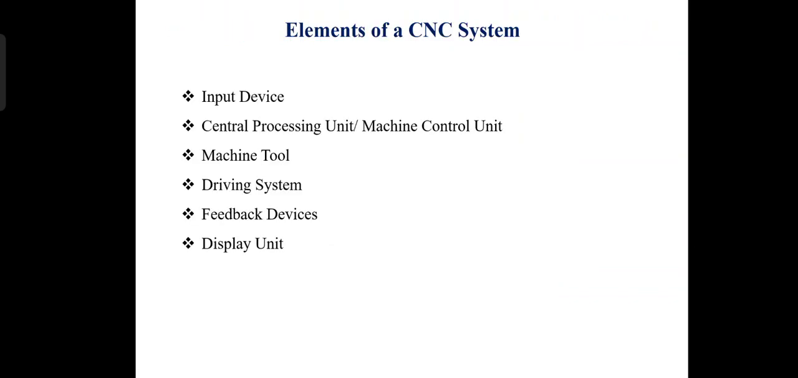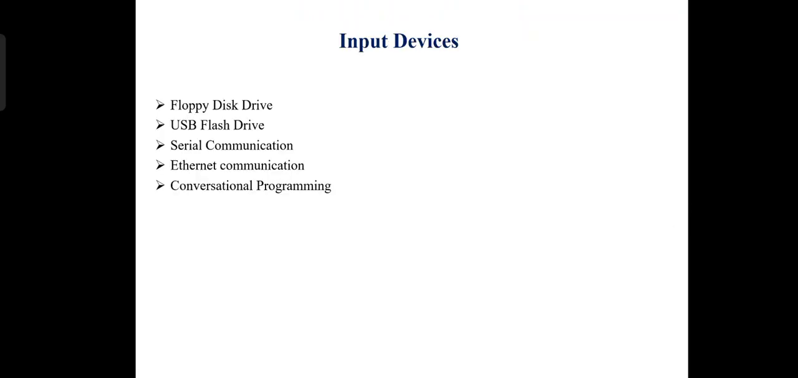These are the elements of a CNC system: input devices, central processing unit or machine control unit, machine tools, driving system, feedback devices and display units. What are input devices? Input devices include accessories such as floppy disk drive, USB flash drive, serial communication, Ethernet communication, conversational programming or conventional programming.